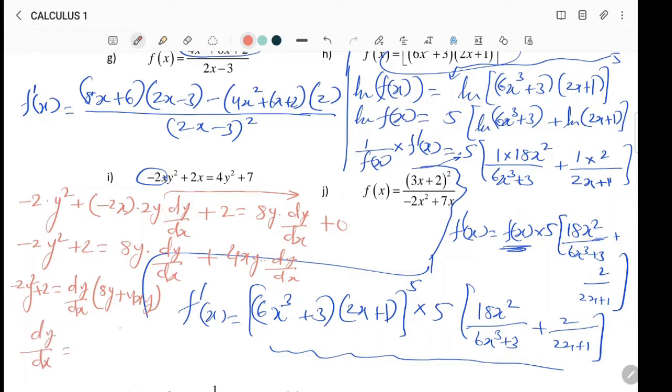So dy by dx we can get minus 2y square plus 2 over 8y plus 4xy. Okay, this will be the answer.